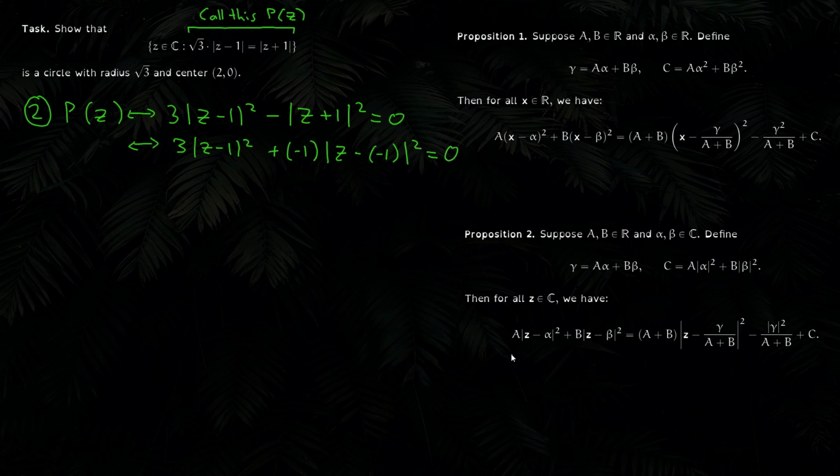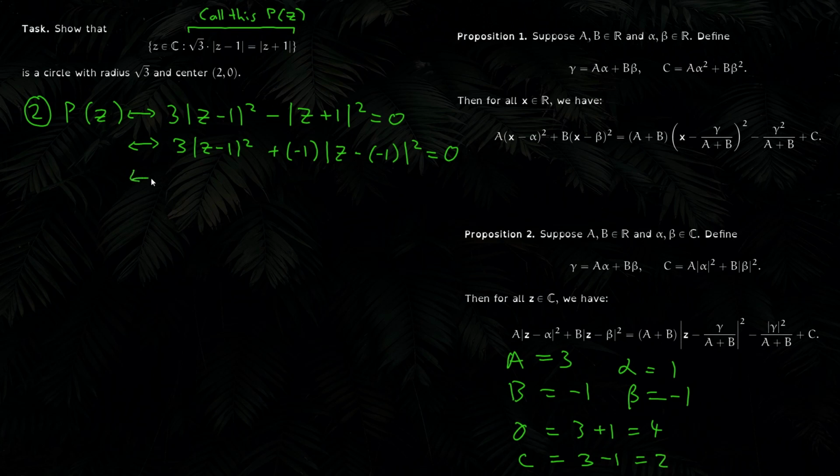And so we can use this formula with a equals 3, b equals -1, alpha equals 1, and beta equals -1. Okay, and we have to compute gamma and c to use the formula. So gamma equals a times alpha, so 3 times 1, plus b times beta, so that would be +1, which is obviously 4. And c, according to this, is pretty much the same thing, but we're squaring and we're taking a modulus for the alpha and the beta. So we're doing 3 times the modulus of this squared, which is still 3, -1 times the modulus of this squared, which is -1 this time, and so we get 2 here.